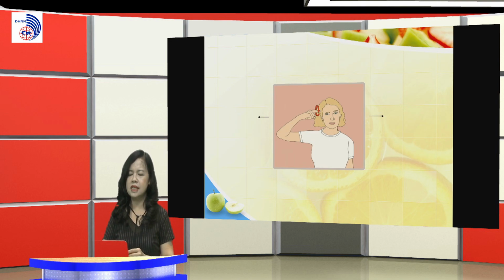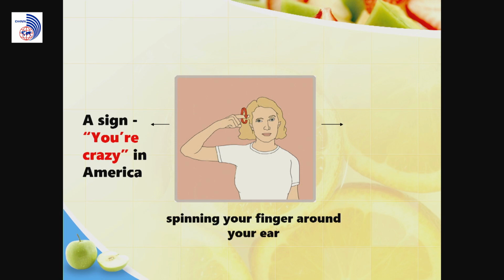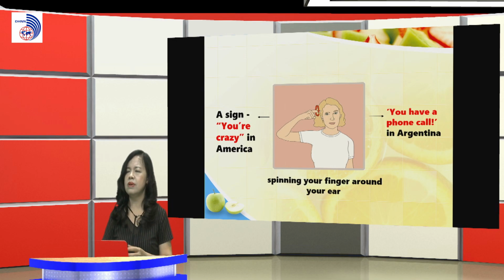Or on this side, you can see somebody spinning the finger around the ear. In America, it is a sign showing that you are crazy, that there is something wrong with her mind. But in other countries, like in Argentina, it means you have a phone call. So it really shows the differences. Understanding the differences would add meaning to your conversation.